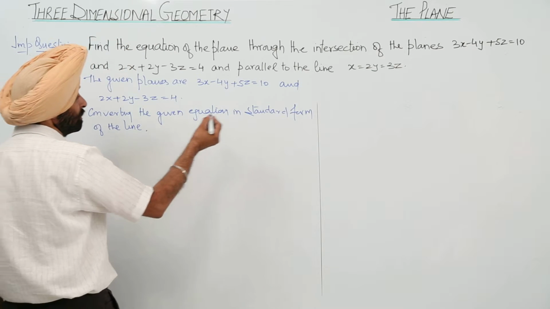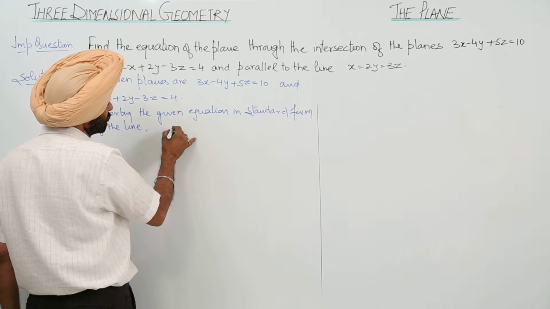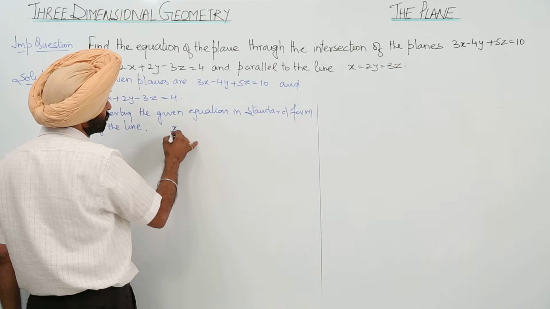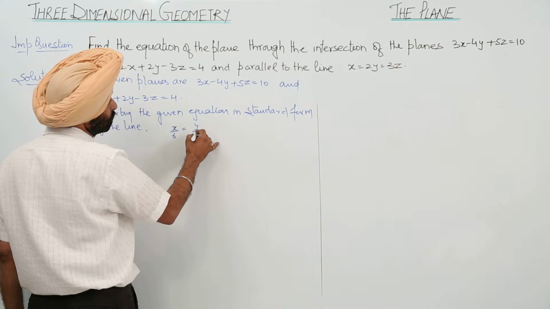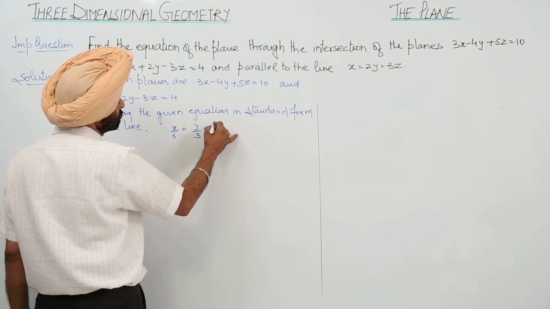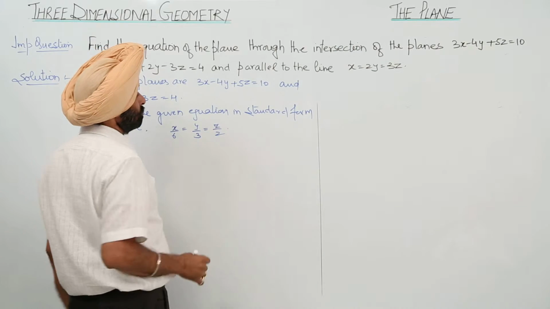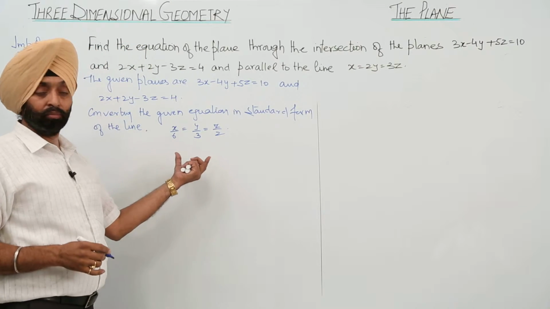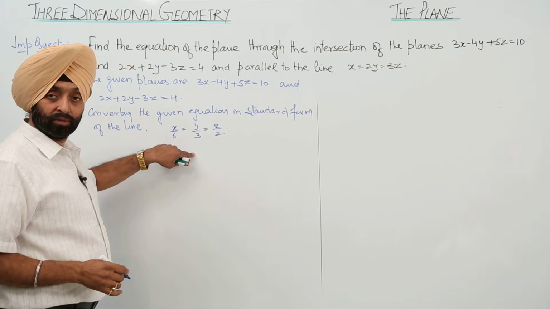Here the LCM we are getting is 6. So the equation is x upon 6 is equal to y upon 3 is equal to z upon 2. This is the basic thing, the main thing for this question.